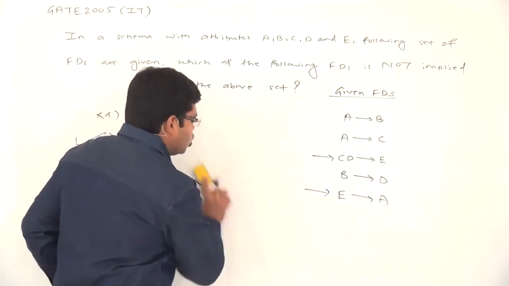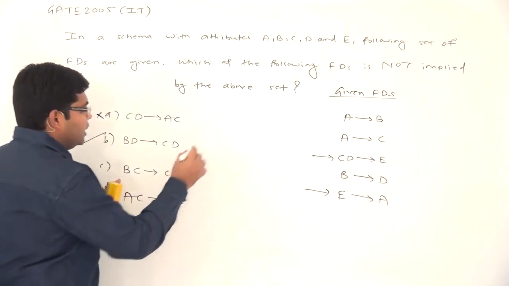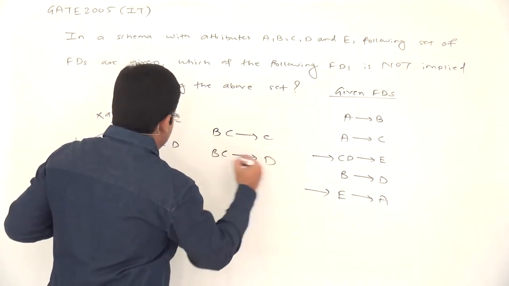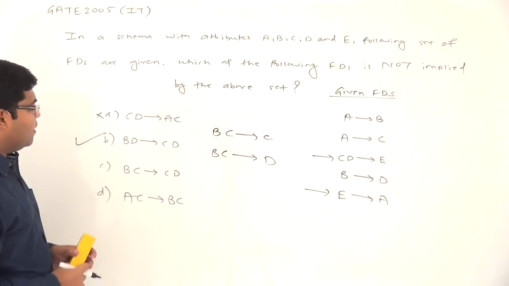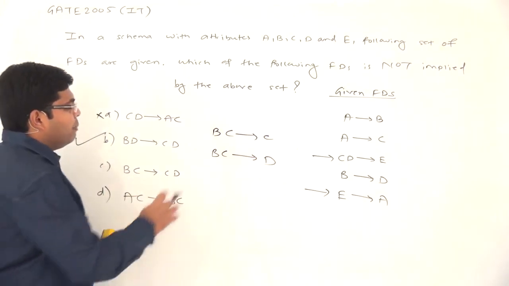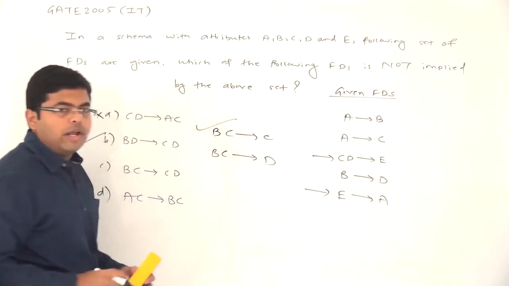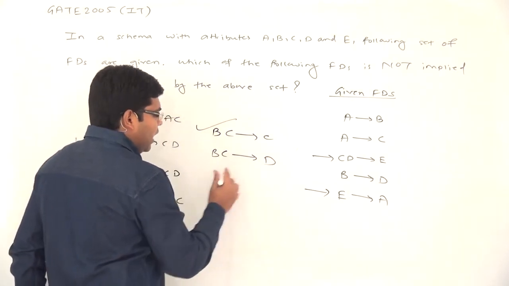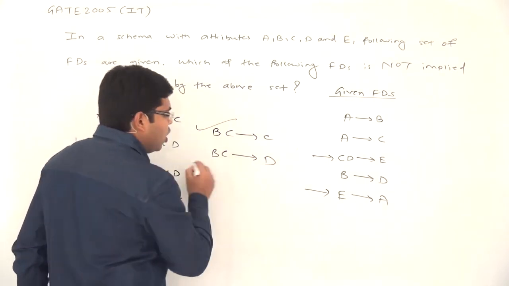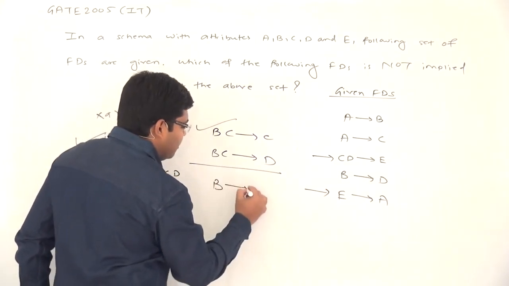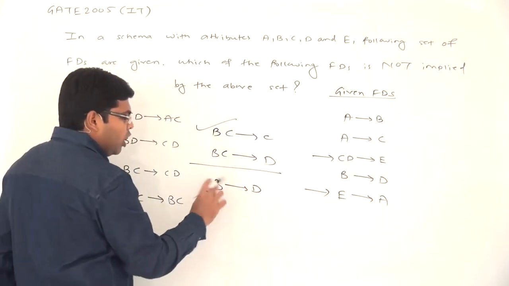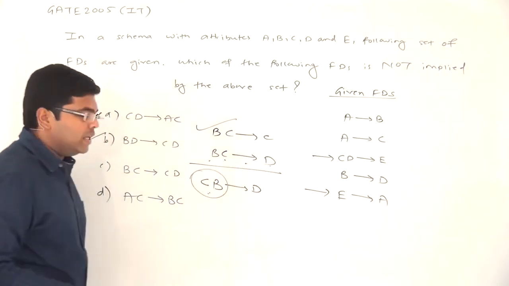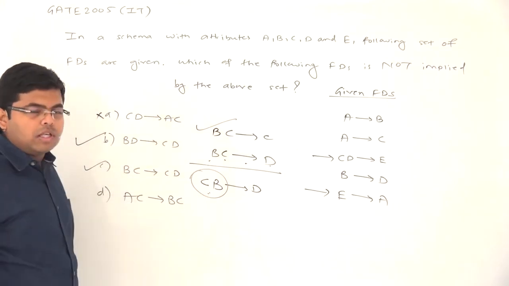Let us check the other FDs also. So BC gives CD, again I will decompose, BC gives C, and BC gives D. Here it is B and C. Now BC gives C is reflexive and therefore valid, and BC gives D. So we can see that from B you can get the value of D, and that is why from BC also you can get the value of D. Or what we can do, we will start with this FD, B gives D, which is given, and we will augment the left hand side with C, and we will get the FD BC gives D, and that is why option C can be inferred from the given set of FDs.